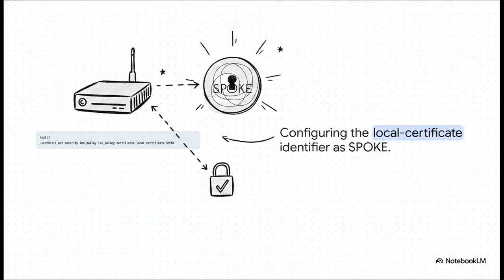Of course, once you demand RSA signatures, your router actually needs to know which digital ID card to show at the door, right? You have to explicitly point your IKE policy to your local certificate identifier. We can set the local certificate to a pre-enrolled certificate named Spoke, for example. This tells the router precisely which cryptographic identity it needs to present to the remote peer.